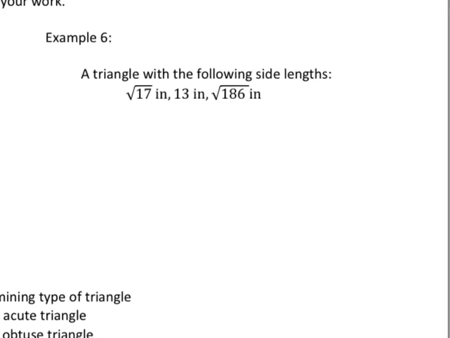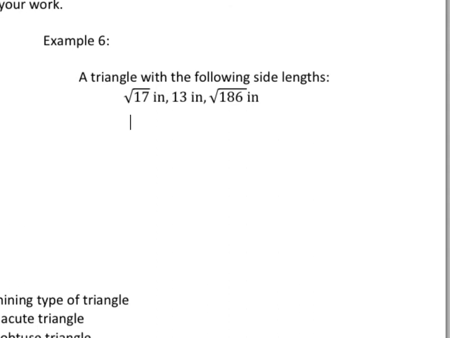On this one, we have no picture, but again, the rules are the same. The hypotenuse is the longest side. So if I look at these things, I see 13, I see the square root of 17. The root of 17 is about, 4 squared is 16, so it's 4 point something. We don't know for sure. 4.1, who knows? And then the square root of 186 is about 13.6 or so.